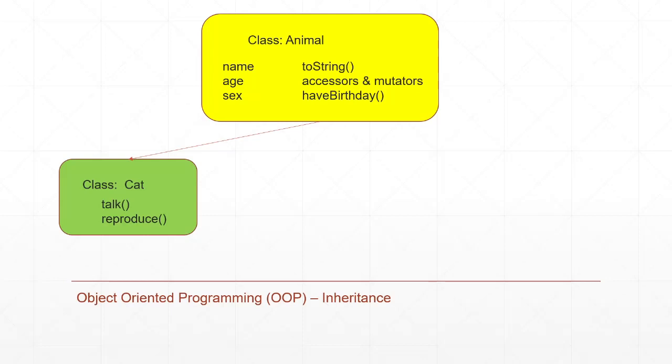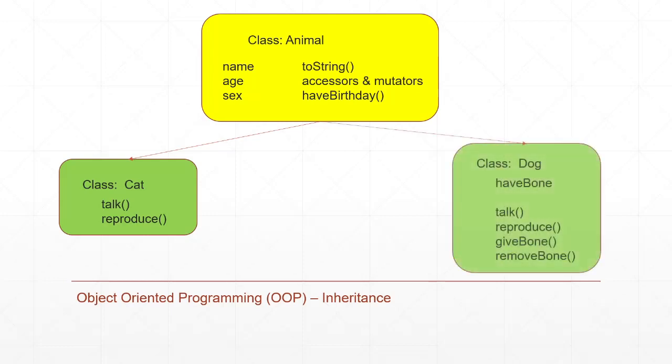So just because we haven't declared any instance variables in cat, or we haven't declared the toString or the accessors or mutators or the haveBirthday method, cat still gets them for free. The nice thing is that when we create our dog, we don't have to do them either. All we have to do is do the unique stuff. Talk and reproduce, as we've already discussed, and then we're also going to add a variable haveBone and a couple of methods to give and remove the bone from the dog.